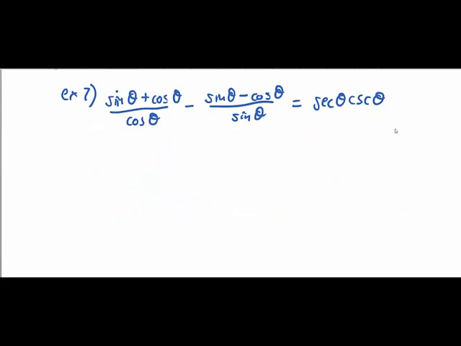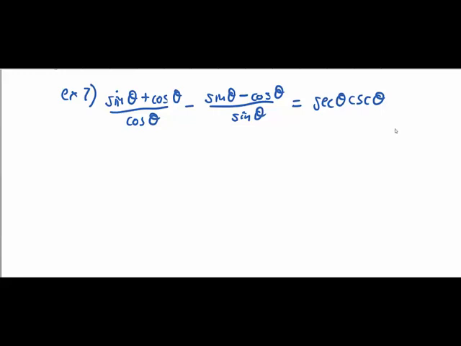For this example, we've got sine theta plus cosine theta divided by cosine theta, minus cosine theta minus sine theta divided by sine theta. How is that equal to secant theta cosecant theta? Now my first strategy is actually taken away from me. Everything is in fact written in terms of sine and cosine.